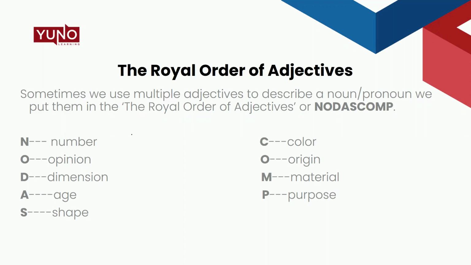NODASCOMP. Remember, it's an acronym where N stands for number, O stands for opinion, D stands for dimension, A stands for age, S stands for shape, C stands for color, O in this case stands for origin, M stands for material, and P stands for purpose. So I think when we reduce this royal order to a simple acronym, it will be easier and more convenient for all of us to remember the royal order of adjectives.